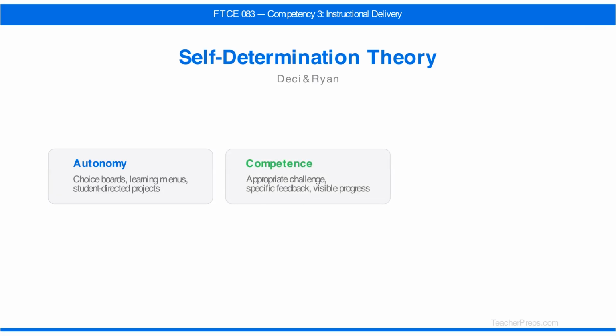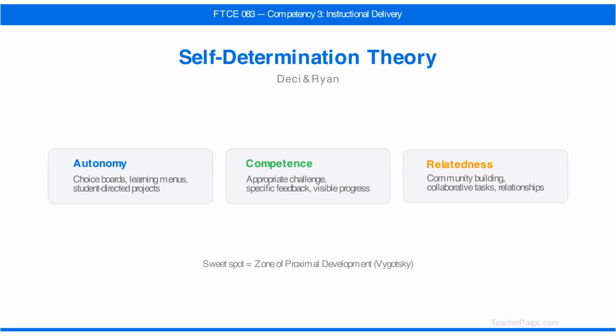Second is competence, the feeling of being capable of success. You build competence through appropriate challenge levels, specific feedback, and making progress visible. Tasks that are too easy bore students. Tasks that are too hard frustrate them. The sweet spot is what Vygotsky called the zone of proximal development. Third is relatedness, the feeling of connection to others. You promote relatedness through community building, collaborative tasks, and positive teacher-student relationships. When students feel they belong, they engage more deeply.